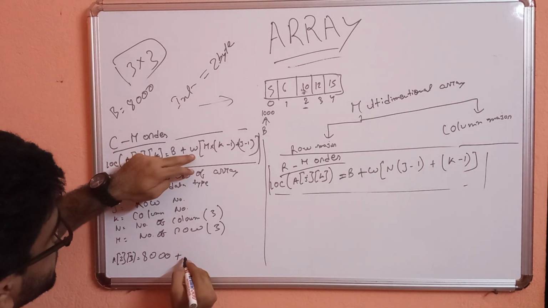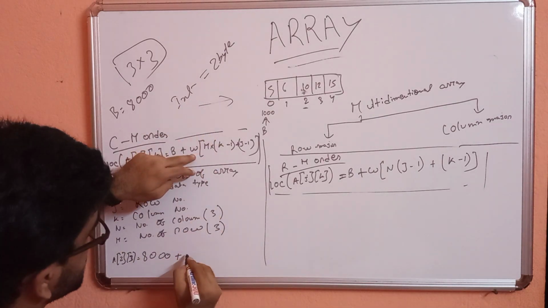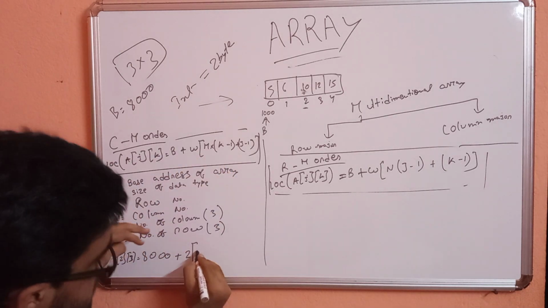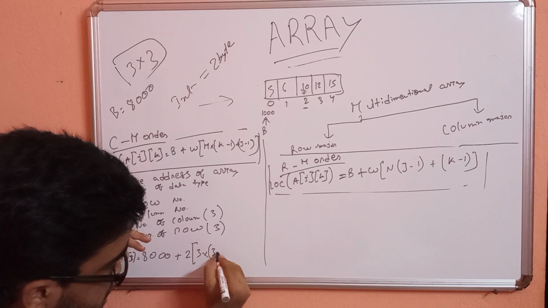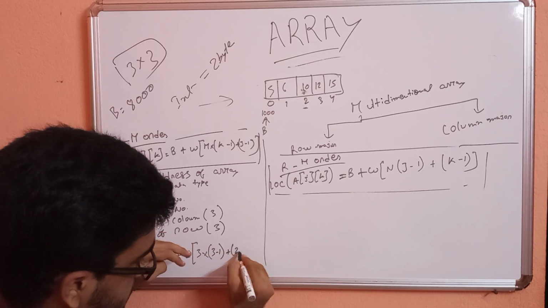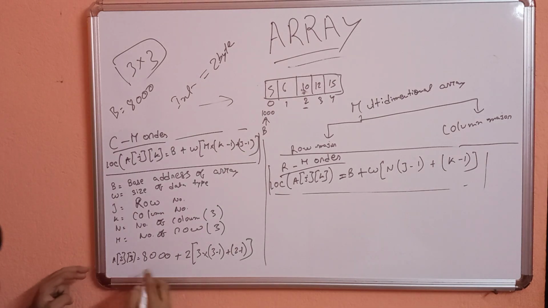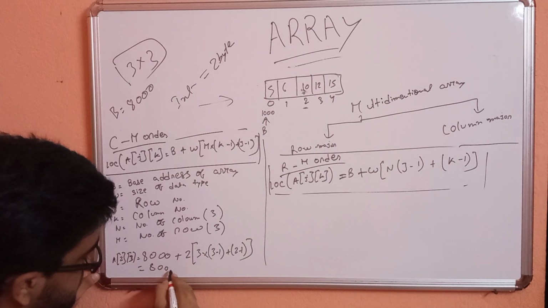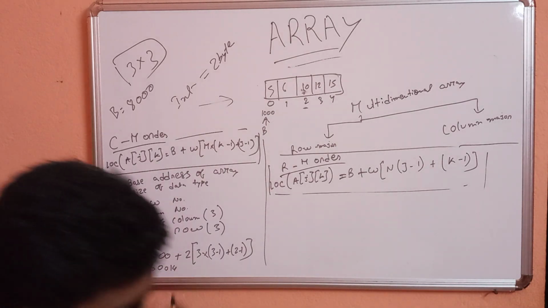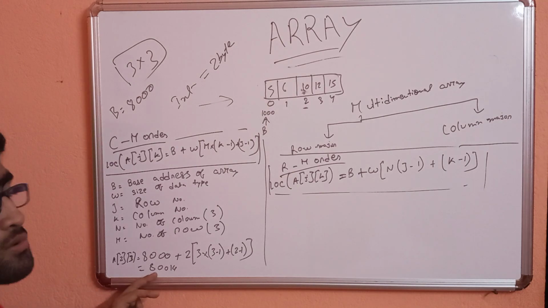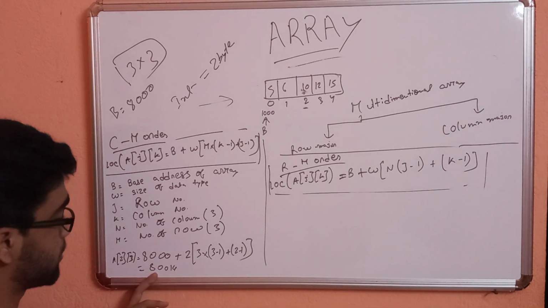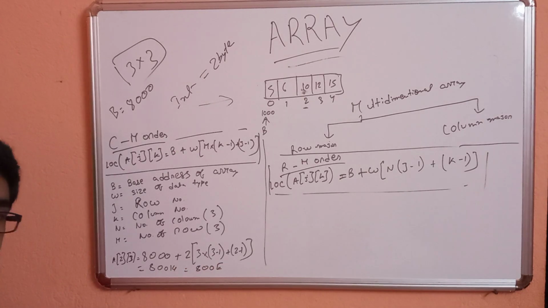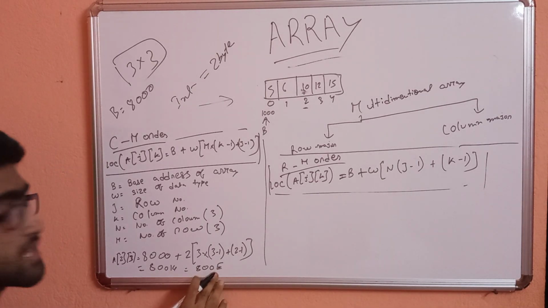8000 plus weight, we are considering integer type array, so it will be 2 cross... now M is, what is M? M is 3 into 3 minus 1 plus 2 minus 1. Okay, this happens. If you calculate, you will get 8001 4. Now address in memory is always in hexadecimal form, so 14 will be 800E. Okay, understood? Because address is always in hexadecimal form.